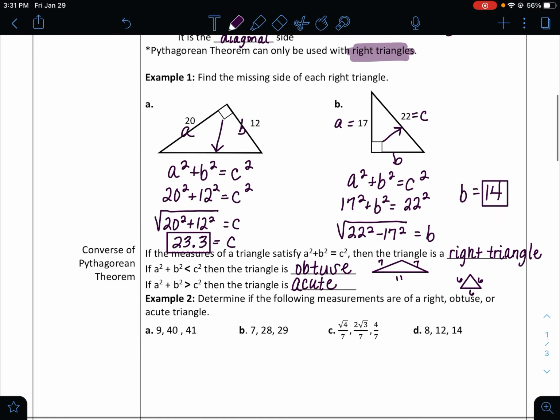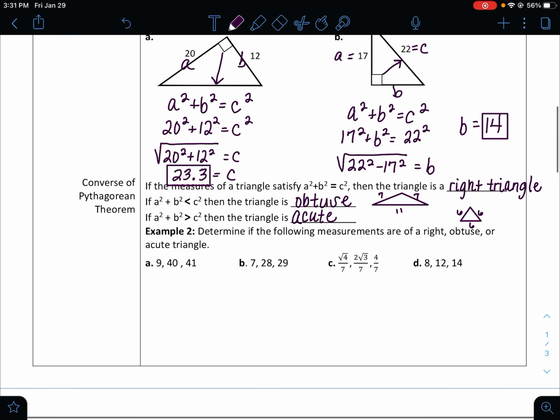All right, so now moving right along. Next section. The measures of a triangle satisfy a squared plus b squared equals c squared. So basically, if they give you 3 numbers and ask, does this make a right triangle? You can prove it by plugging it into a squared plus b squared equals c squared. And if it's true, then it's a right triangle. But if a squared plus b squared is actually less than c squared, it's going to be an obtuse triangle. And if a squared plus b squared is greater than c squared, it's going to be acute.